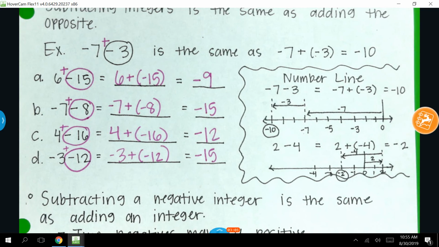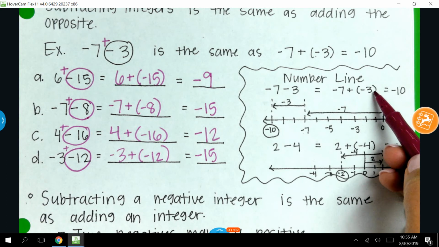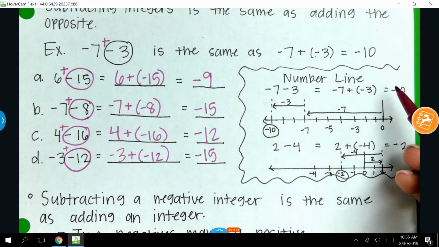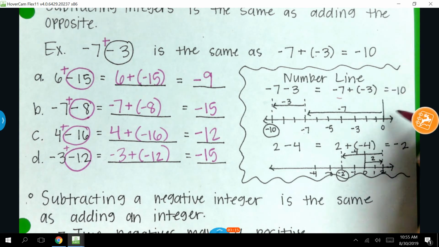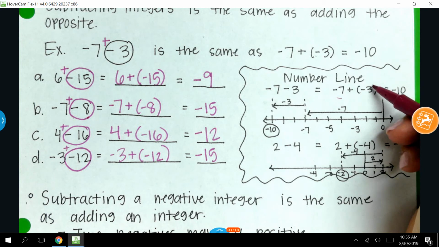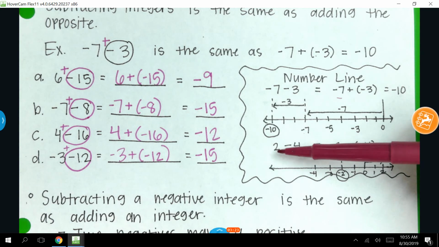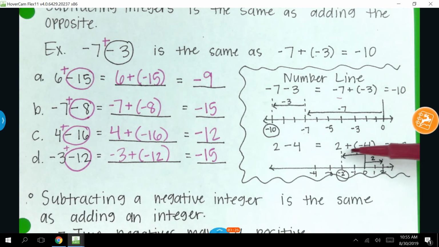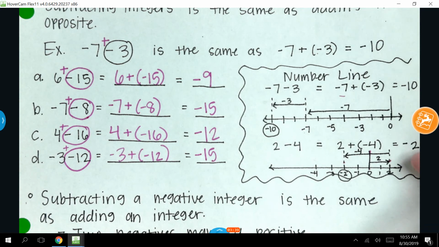If we're figuring it out on a number line, it's exactly the same. You're still changing that subtraction problem to an addition problem, and that's exactly what we learned on Wednesday or Tuesday, whenever it was. You're starting at 0, going to the left negative 7, and then adding negative 3, so you're going to the left 3 more. Or, like this other one, 2 minus 4 is the same as 2 plus negative 4. I'm starting at 0, going to the right 2, and then from there going back 4. So you end up at negative 2. Nothing changes on the number line. Questions on that?